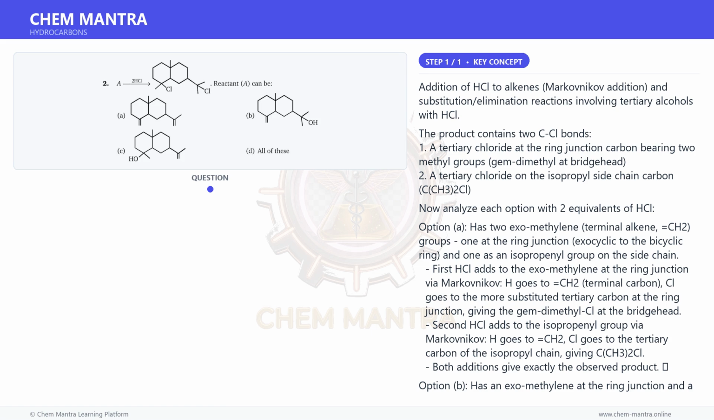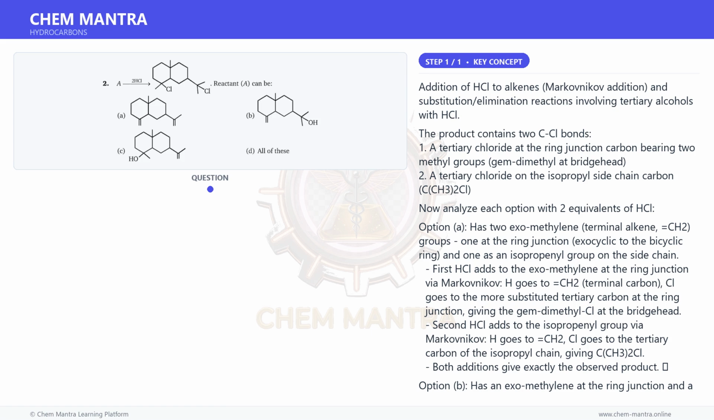Option C has a tertiary alcohol, HO-C, CH3, at the ring junction and an isopropyl =CH2 group on the side chain. First, HCl reacts with the tertiary alcohol at the ring junction, SN1, protonation of O. Loss of water gives a tertiary carbocation at the ring junction. Cl attacks to give gem-dimethyl Cl at the bridgehead. Second, HCl adds to the isopropyl group. Markovnikov, H to =CH2, Cl to the tertiary carbon, giving CH3 to Cl. Both reactions give exactly the observed product.